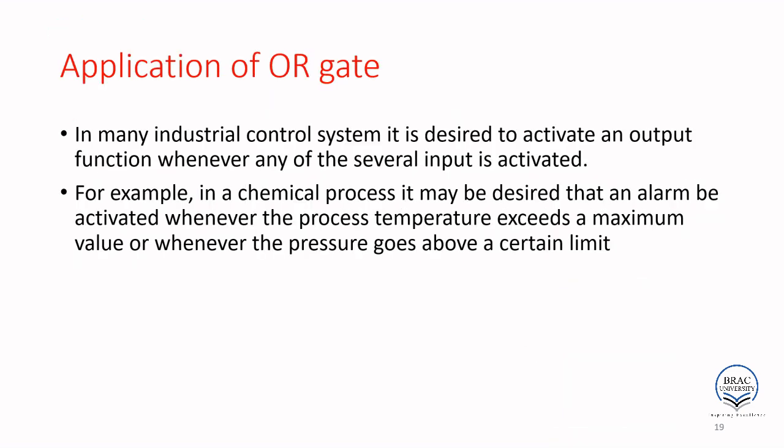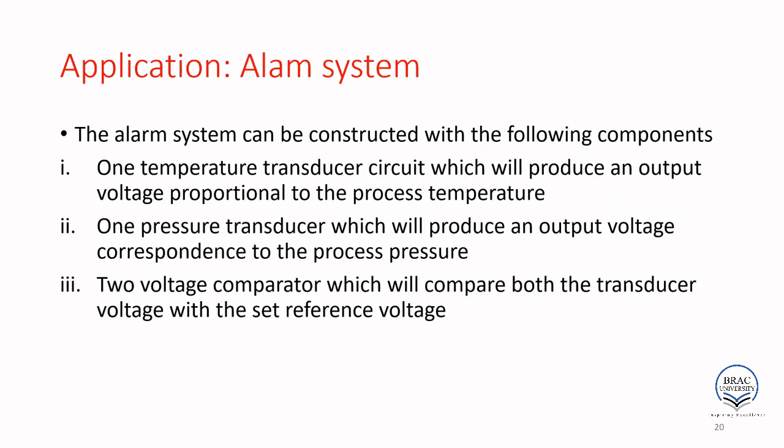Application of OR gate. In many industrial control systems, it is desired to activate an output function whenever any of the several inputs is activated. For example, in a chemical process, it may be desired that an alarm be activated when the process temperature exceeds a maximum value or whenever the pressure goes above a certain limit. If either of the conditions goes high, then the alarm will turn on. Just an example here.